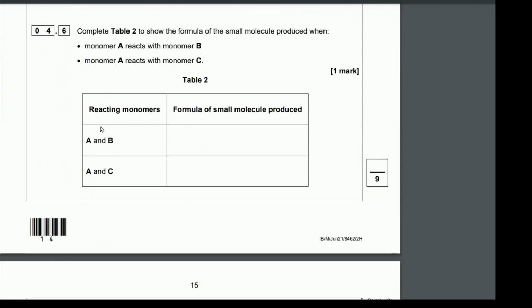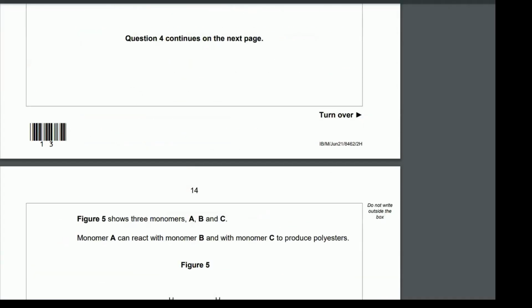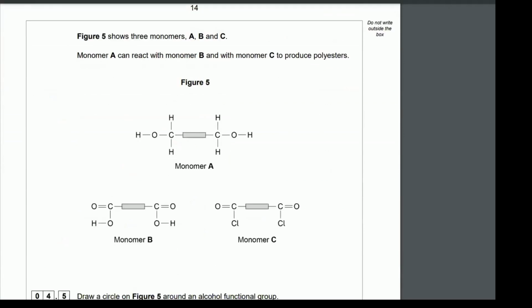Right, what is the next thing? Complete table 2 to show the formula of a small molecule produced when monomer A reacts with monomer B. Monomer A reacts with monomer C. So what is the small molecule that's produced? Monomer A reacts with C and A with B. Let's have a little look. Okay. So check out when A and B react. They're going to do something.